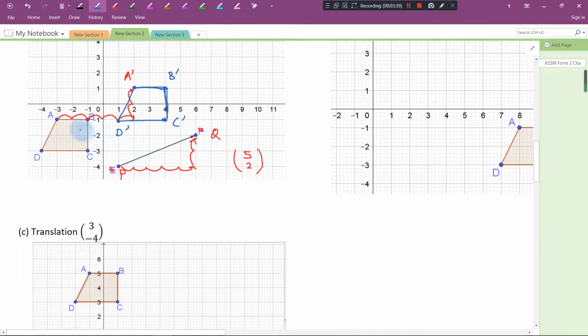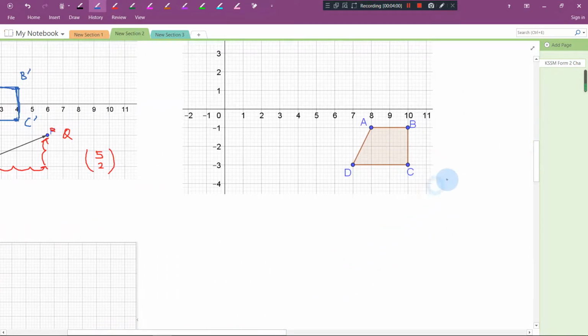The second method takes a longer time because you calculate every single point, but it's safer. After you plot all the points and draw it, if you notice that it is out of shape, it means there are some mistakes, so you will recalculate again to see what the error is. Now let's try B.